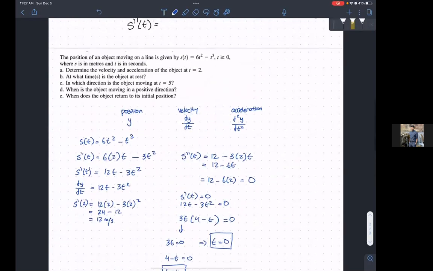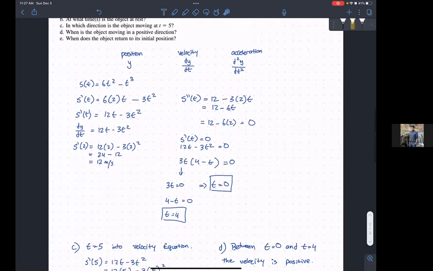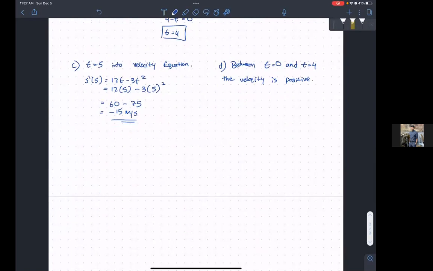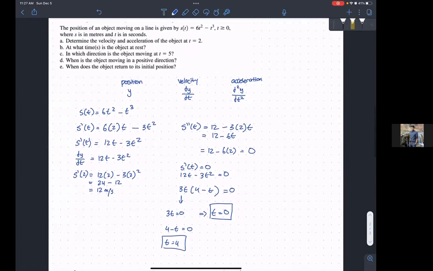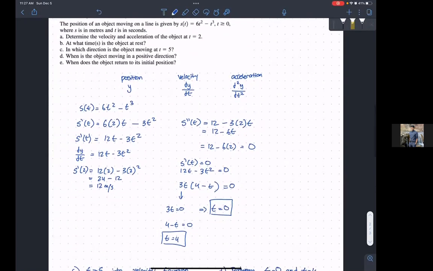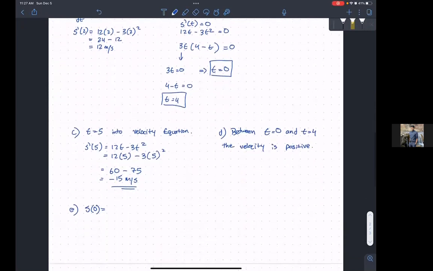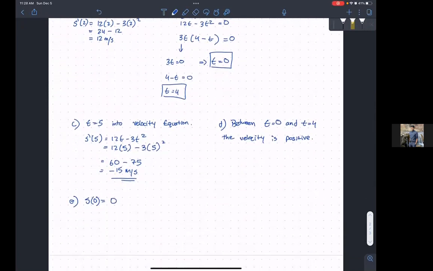Right? And then for E, when does the object return to its original position? The original position is when you plug in zero, right? That was the initial position. So for E, we have to plug in zero to figure out what the original position is. It looks like it's going to be zero because there's a t in both terms. So it's going to equal zero.